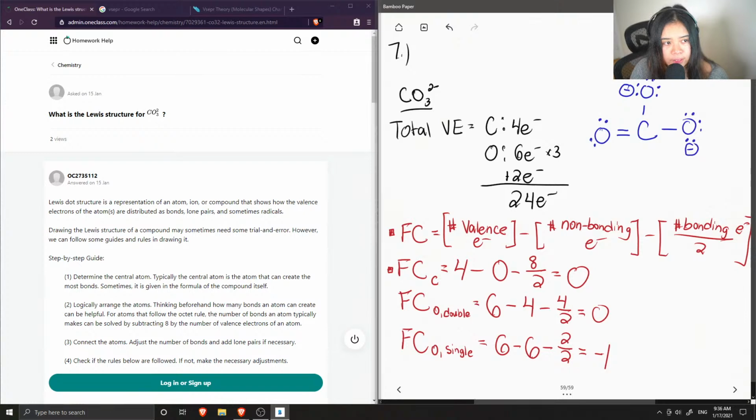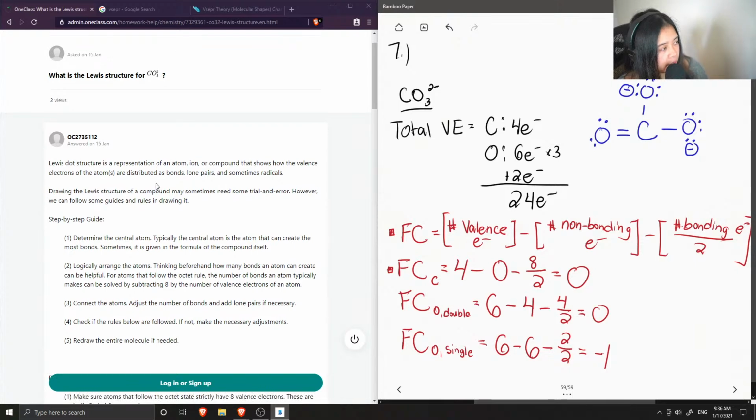And again, if we added up the formal charges, we have an overall charge of -2 for this ion. So this is expected. So we know that this is the correct Lewis structure for the carbonate ion.